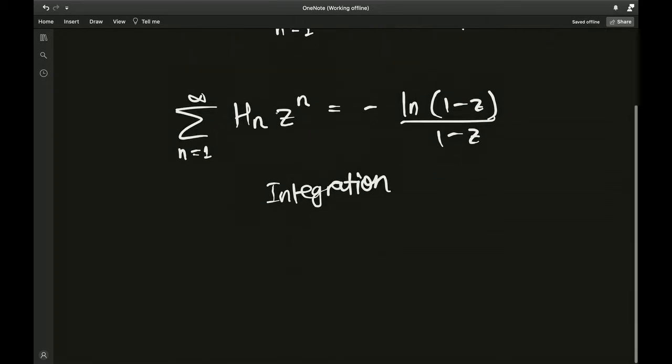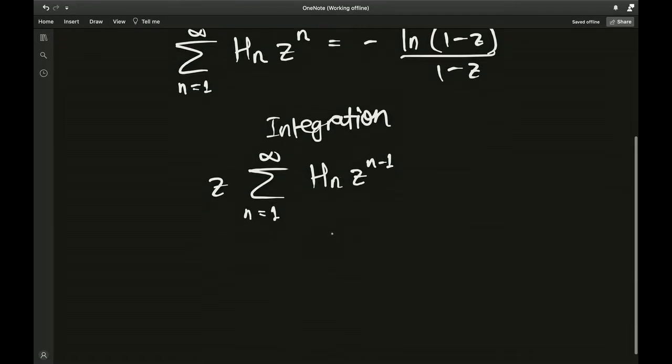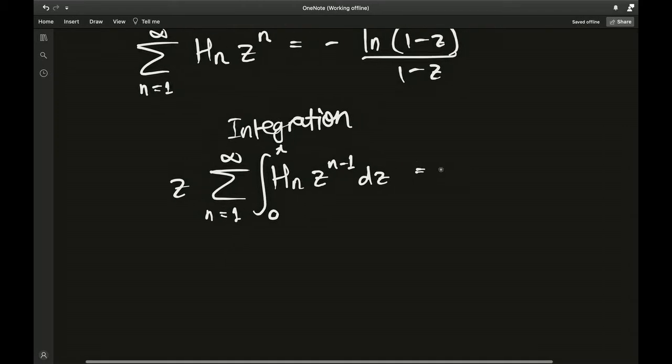So if you take this, take one z outside, so z times the sum from n equals 1 to infinity of the nth harmonic number times z to the n minus 1. Okay, and then what you do is you integrate from, say, 0 to x, dz, on both sides. Natural log of 1 minus z over 1 minus z dz.